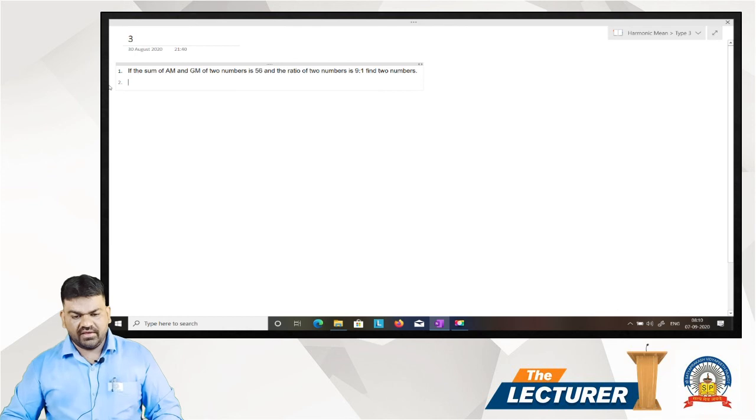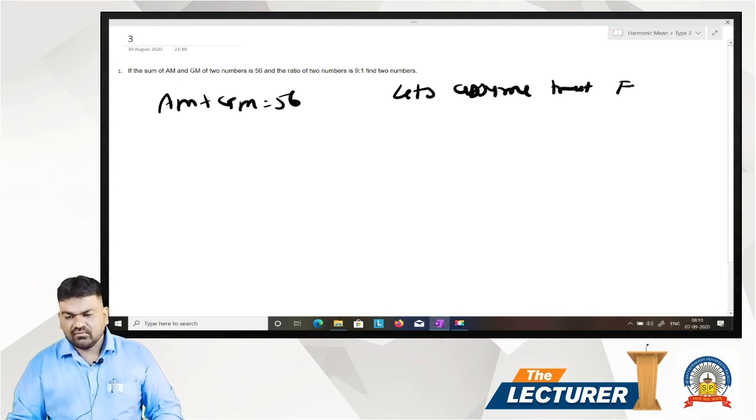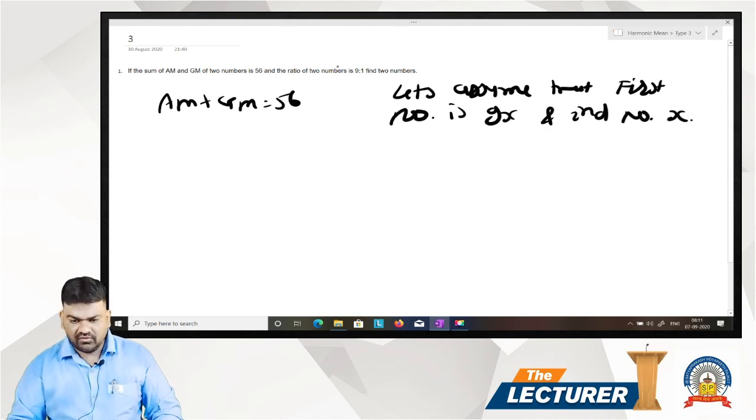If the sum of AM and GM of two numbers is 56, so AM plus GM is equal to 56, and the ratio of the two numbers is 9:1. Let's assume that the first number is 9x and the second number is x, because the ratio is given. First one is 9x, second one is x. Find the numbers.